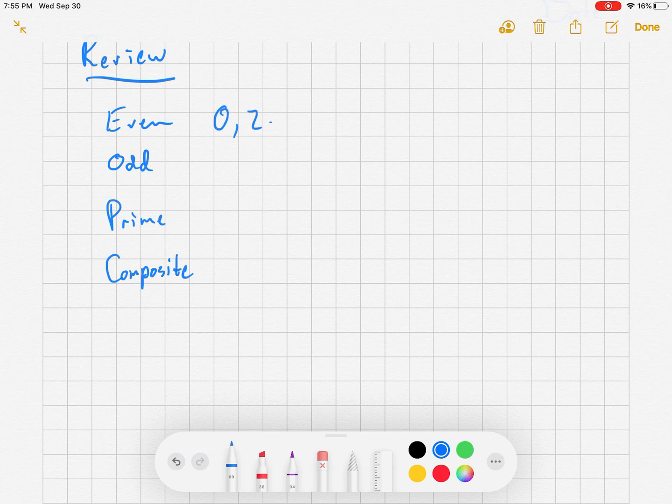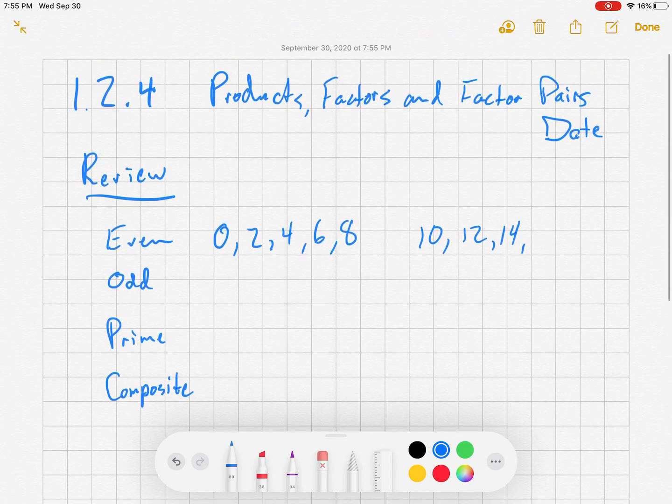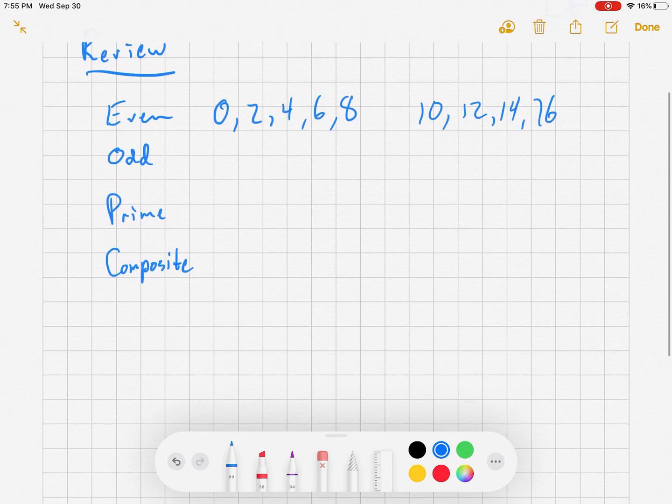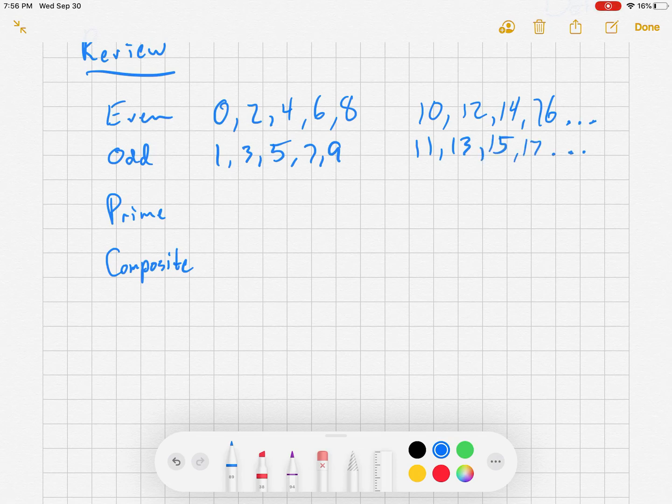So even numbers all end in 0, 2, 4, 6, 8. And if they end in 0, 2, 4, 6, or 8, then other numbers that are good would be 10, 12, 14, 16, right? 18. And that goes on and on and on forever. Okay, it's not ending. And then odd numbers are, well, all the other numbers. They end in 1, 3, 5, 7, 9. If they end in 1, 3, 5, 7, 9, then of course 11, 13, 15, 17. And again, those go on forever, right? To 19, 21, 23. All right.